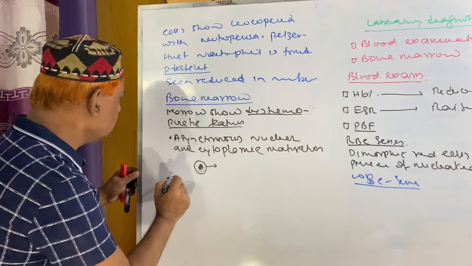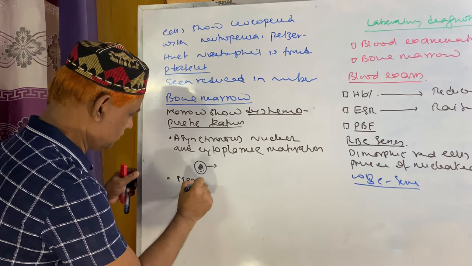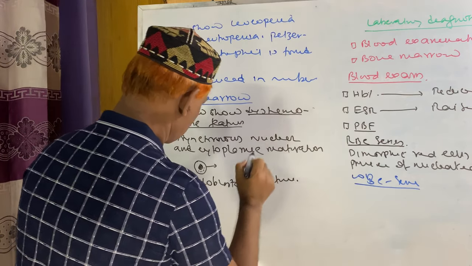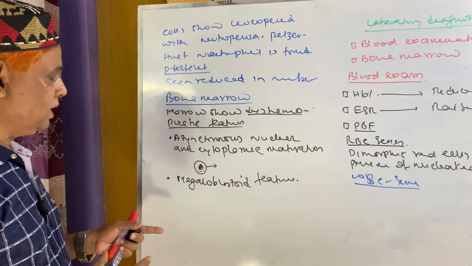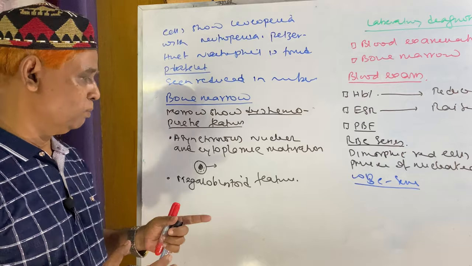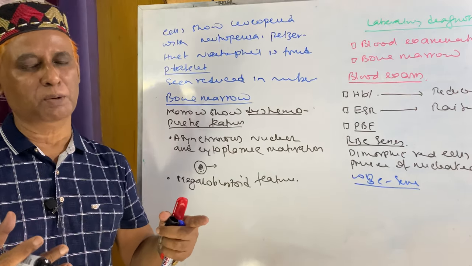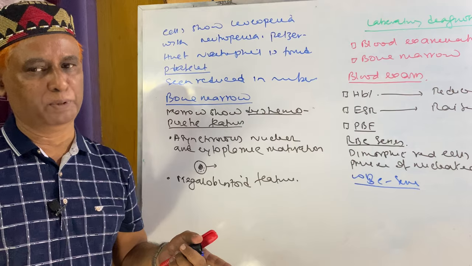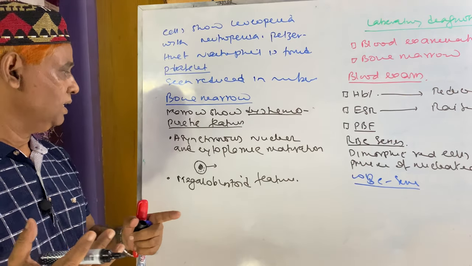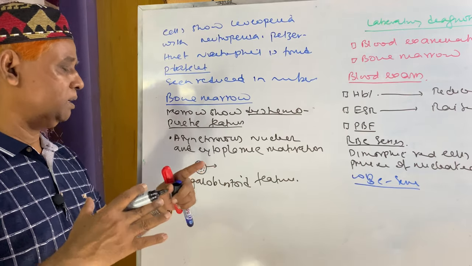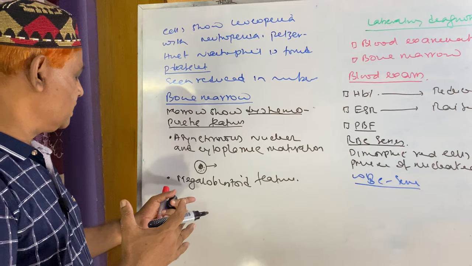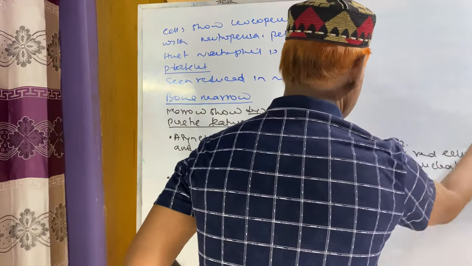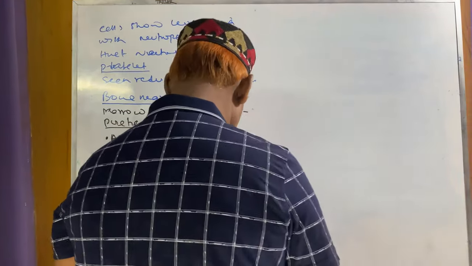Then megaloblastoid features. We know the large abnormal atypical nucleated red cell is called megaloblast, and megaloblast is found in bone marrow in case of megaloblastic anemia caused by folic acid deficiency or vitamin B12 deficiency. Here it is not megaloblast, but the large, slightly atypical nucleated red cells show megaloblast-like features, and it is called megaloblastoid, but it is not megaloblast because megaloblast is found in megaloblastic anemia.